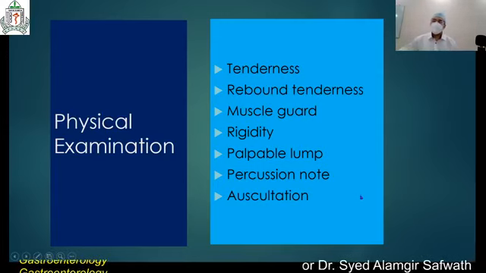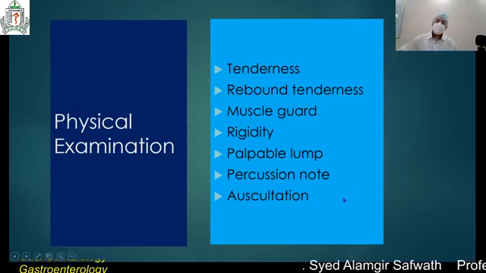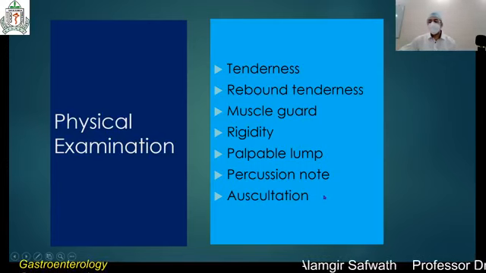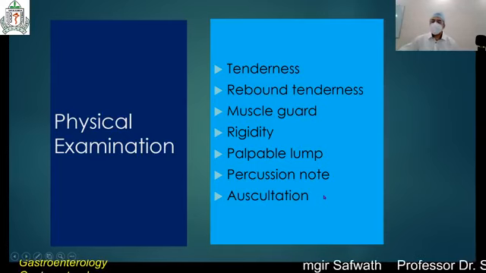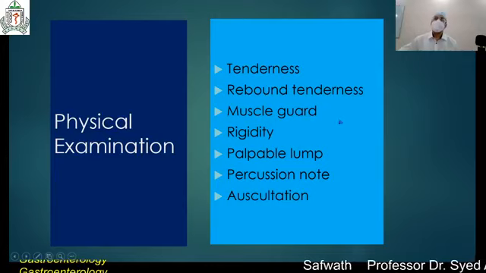Like in case of acute pancreatitis or in case of any perforation of a gas-containing abdominal hollow viscus, you will find that there is no bowel sound if you auscultate the patient. So auscultation is also very important.